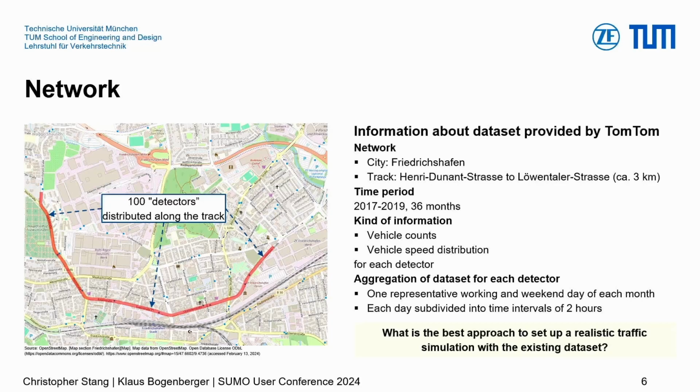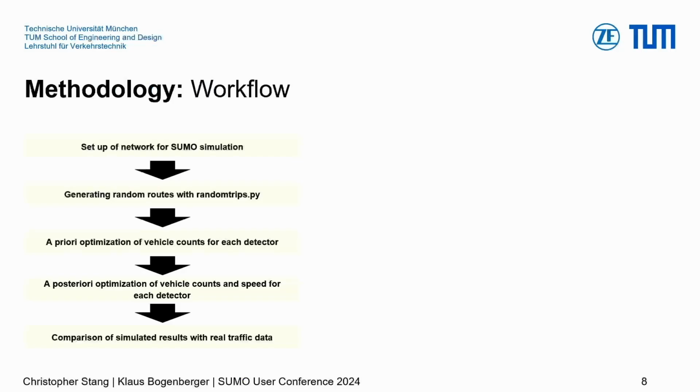So the basic question now is, what is the best approach to set up a realistic traffic simulation with the existing data set? Well, I've mentioned there are the tools flowrouter and routesampler, but of course we will have a look at our developed methodology. You can see here on the left side the workflow of the methodology, which consists mainly of 5 parts. First of all, of course, you have to set up a network for the SUMO simulation, otherwise you cannot do any SUMO simulation.